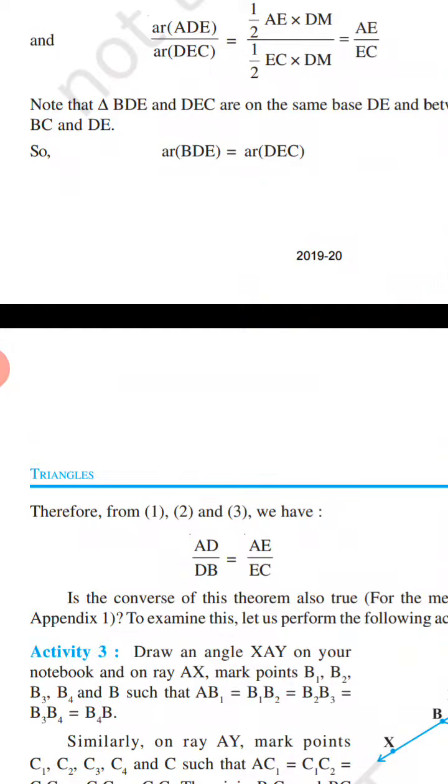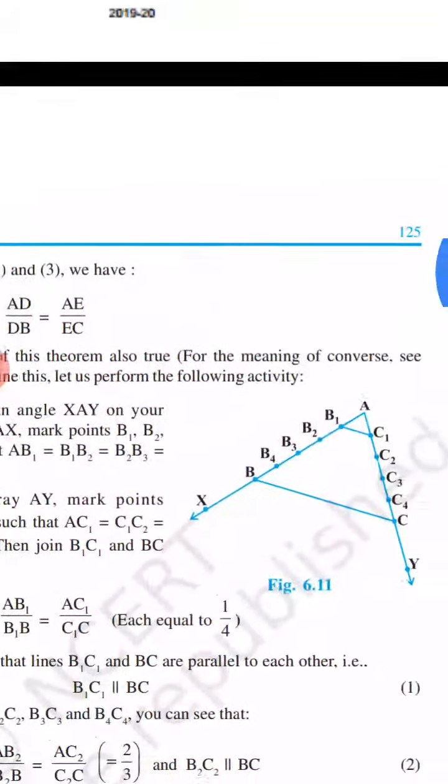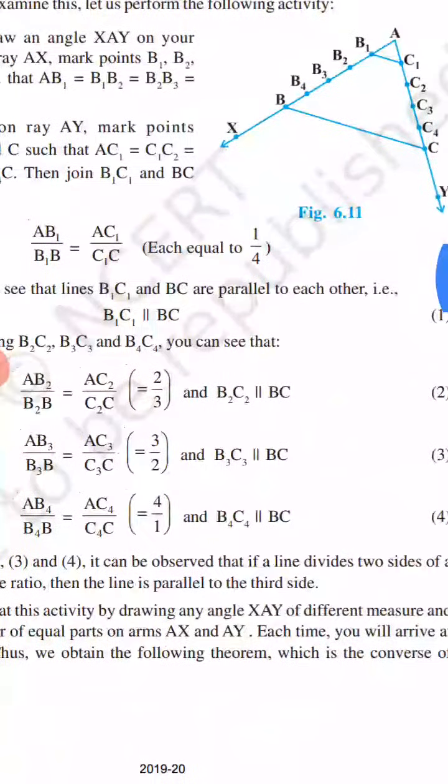This proves the theorem that when a line is drawn parallel to one side of a triangle which intersects the other two sides at distinct points, then the two sides are divided in the same ratio, that is AD by DB is equal to AE by EC. This is the basic proportionality theorem.